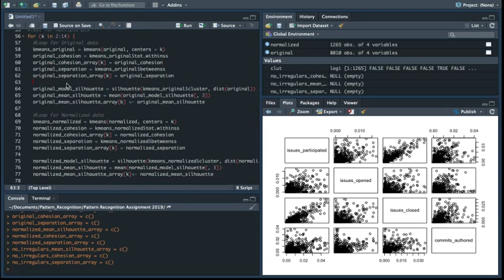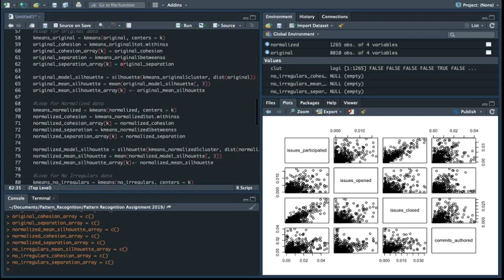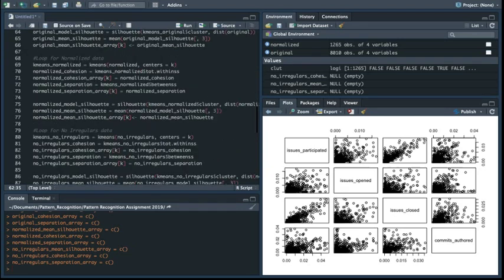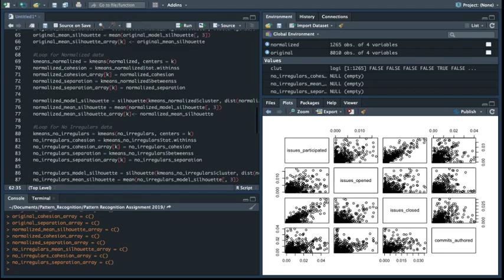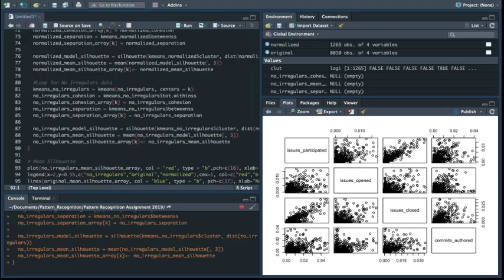Again, the whole code will be uploaded on GitHub in order for you to study it in your own time. And then in the loop, we implement these metrics for all three of our data sets: no irregular, normalized, and original. And let's run it. Oops. Okay, and now let's plot the silhouette for the no irregulars.